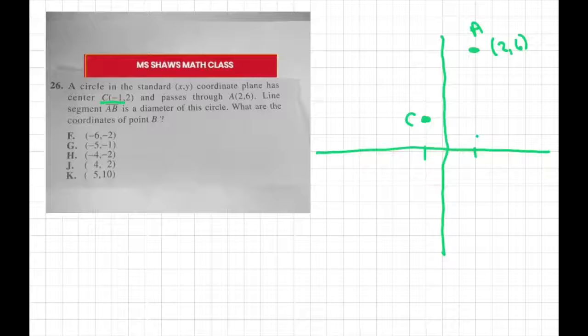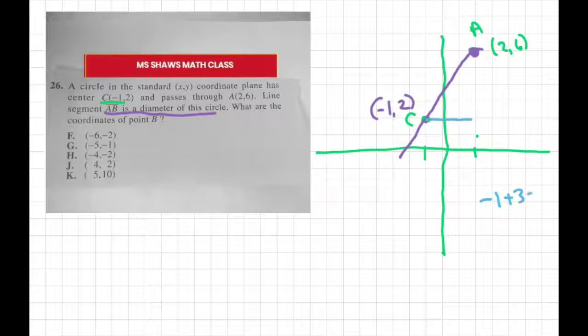So all you need to do on this one, they want to know what the coordinates of B are. Segment AB is the diameter, so B is going to be down in here somewhere. C is negative 1, 2. How do we get from negative 1 to 2? You can do algebra with it, or you can just count. This is 1, 2, 3. So negative 1 plus 3 was 2. That's your x. And then your y was going up. We started at 2 and went up 4 to get 6. So the key numbers are 3 that we went to the right and 4 that we went up.